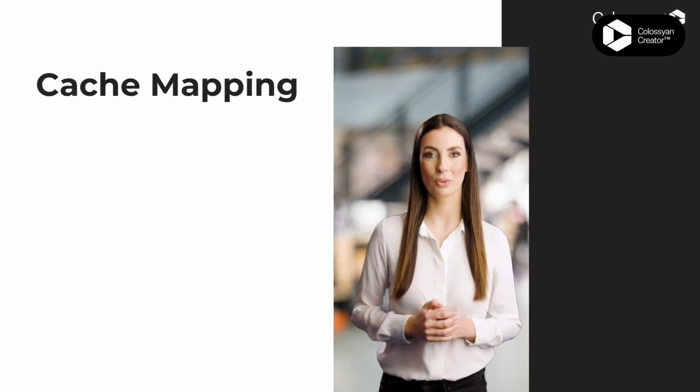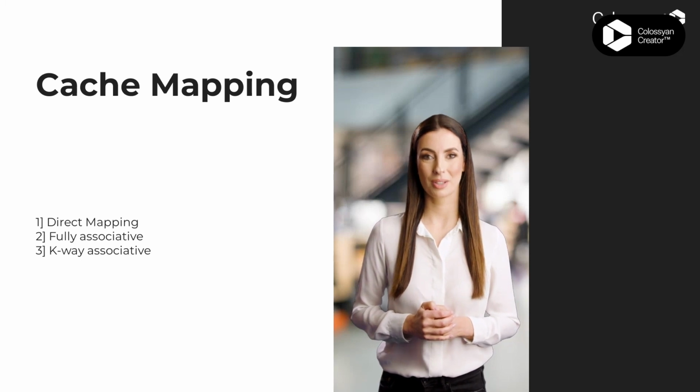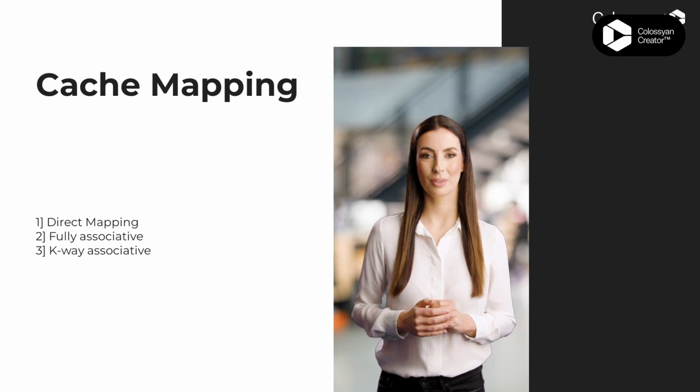Hello, in this video we will learn about cache mapping. There are three types of cache mapping. First one is direct mapping, second one is fully associative, and the third type is k-way set associative.